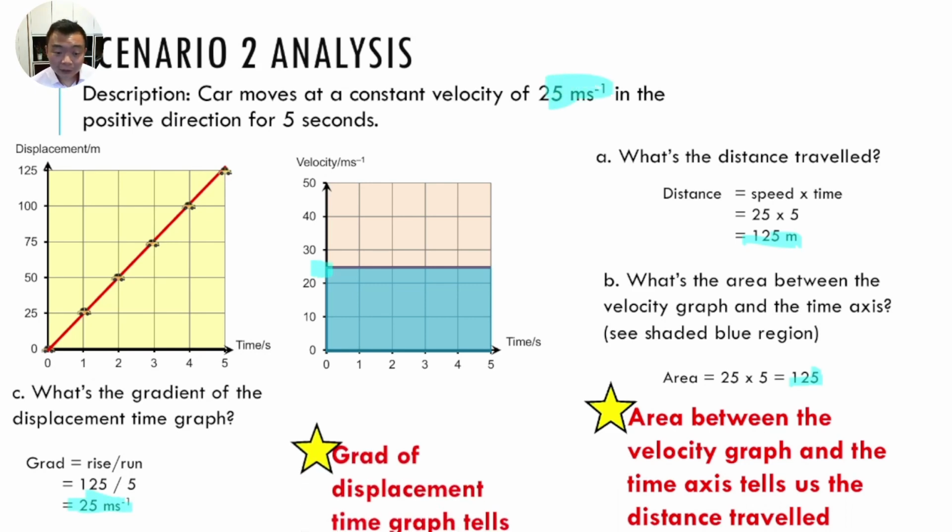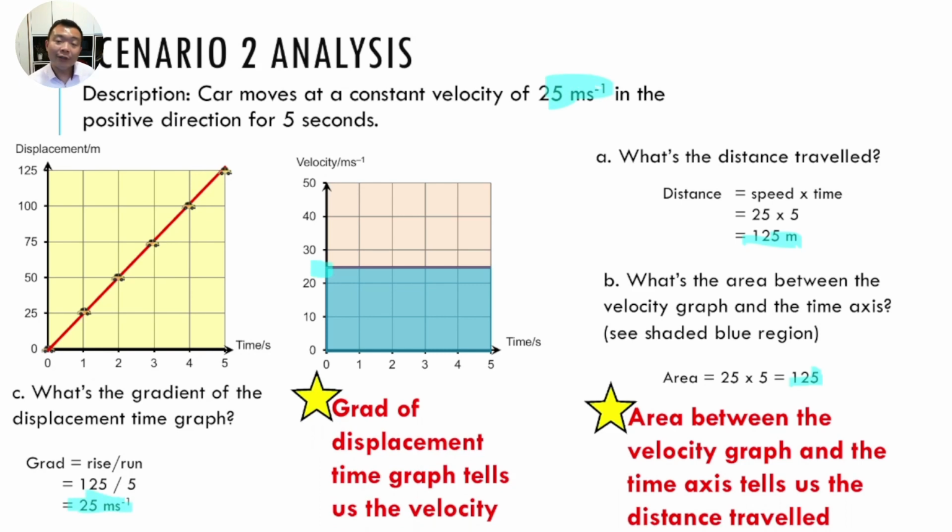All right. So therefore, from this simple derivation, we can conclude another key point here, where the gradient of a displacement time graph actually tells us about the velocity. So over here, there are two important key points that you should take note, and these two key points will help you greatly when you are analyzing motion graphs.